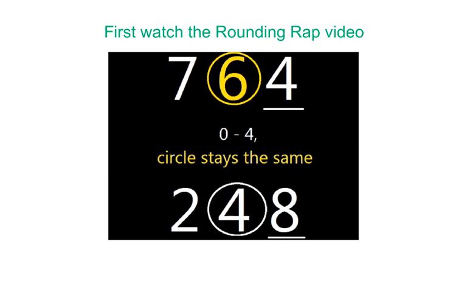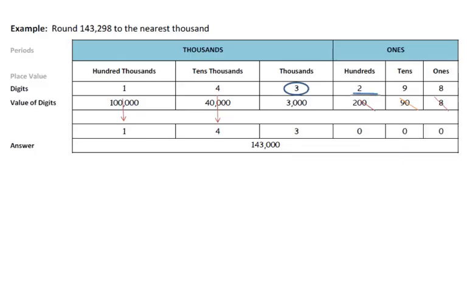So we are going to use that song as we round numbers in today's preview video. In the example on our worksheet, it says to round 143,298 to the nearest thousand. We're using the same place value grid that we've seen for the past week. We built 143,298 by putting the digits in this section. We wrote the value of the digits just to get the practice of understanding that, but we're really going to focus on the digits right up top.